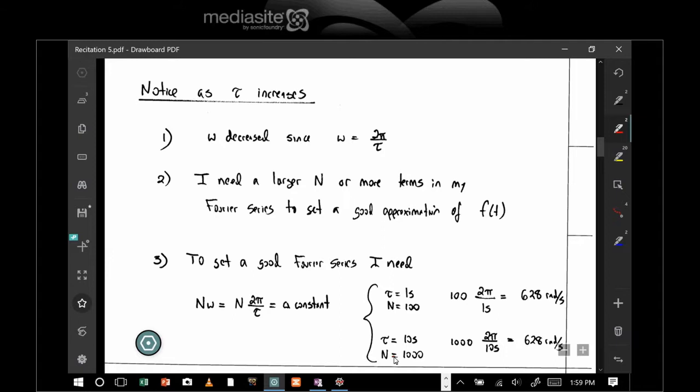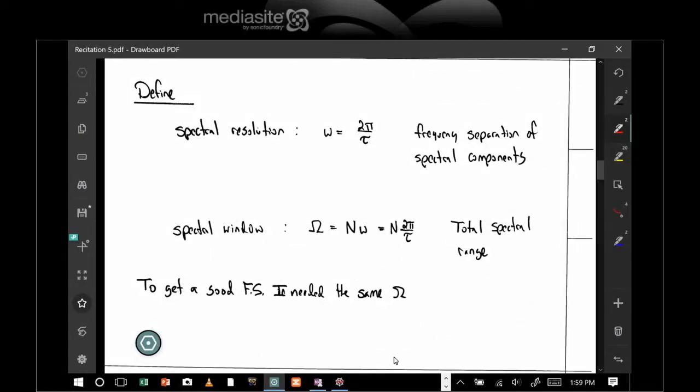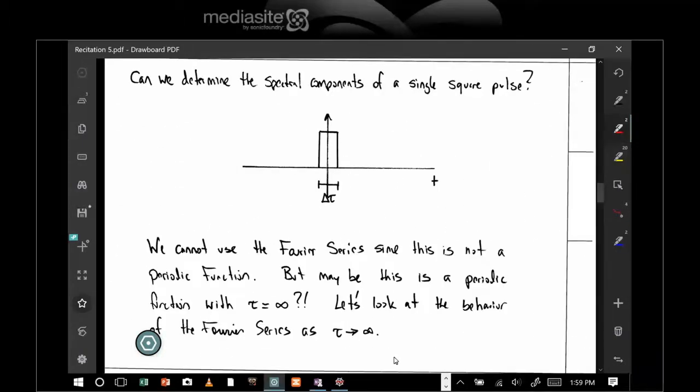What the heck does this have to do with the Fourier transform? Let's take a look. Now this is the problem. Say I don't have a train of square pulses. Say I have one square pulse. Can I write the Fourier series of that? Actually, a better question is this: what are the spectral components of a single square pulse? The Fourier series gives me the spectral components of a train of pulses. What are the spectral components of the square pulse?